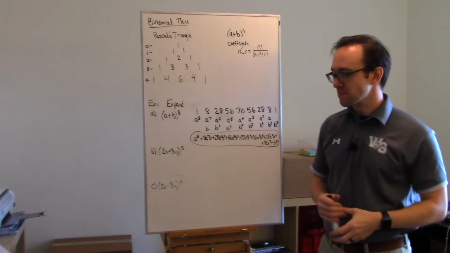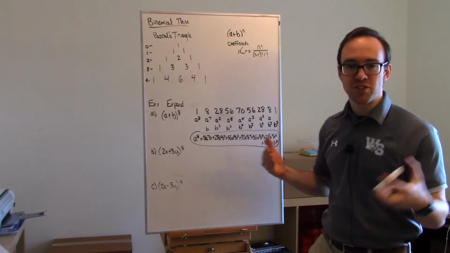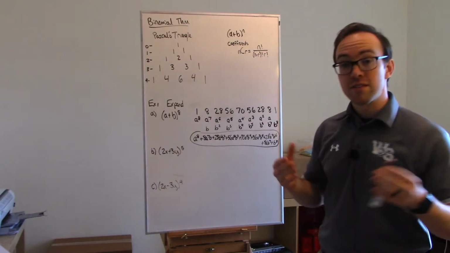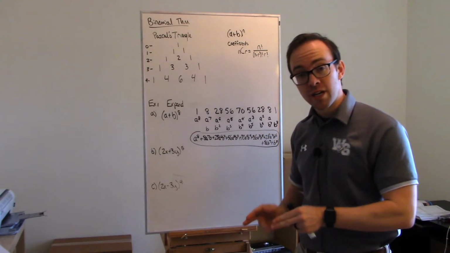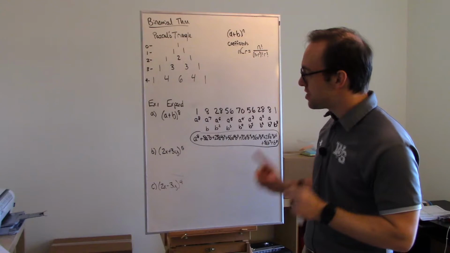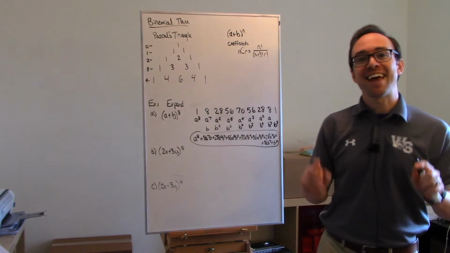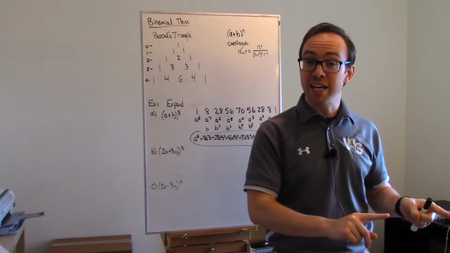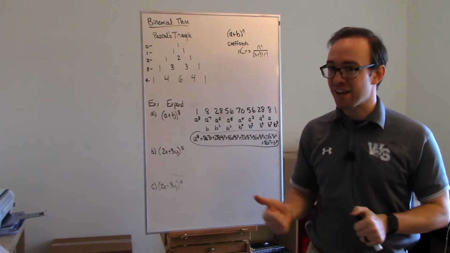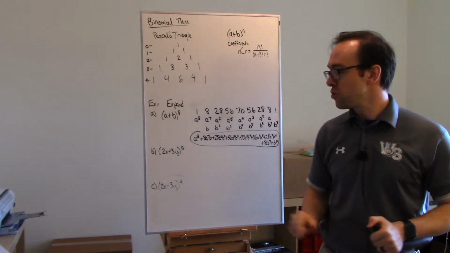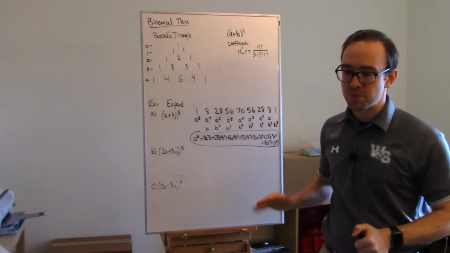Part B, 2x plus 3y to the fifth. Same thing as before, except you're going to notice one thing different from part A to part B, and that is there are numbers with x and y, and we didn't have that in part A. So watch what we're going to do when we write this out.